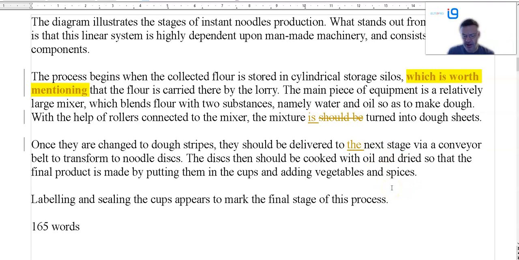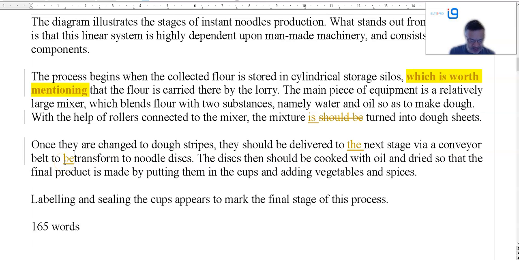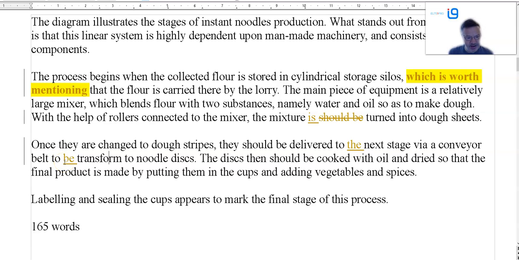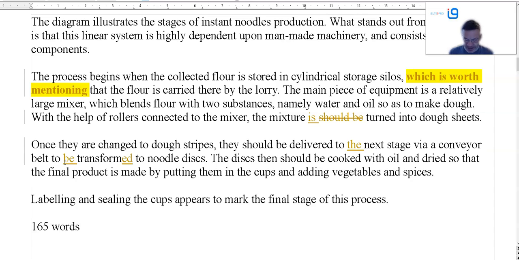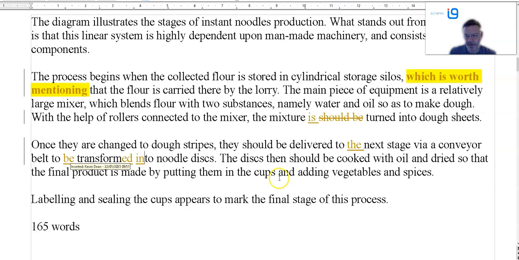It's ordinal. Yeah, to the next stage via a conveyor belt to transform. Right, so they're not going to transform themselves, are they? We need passive to be transformed into preposition, noodle discs. Okay. Again, what's this? They should be cooked. Are they going to be cooked? Are they not going to be cooked?